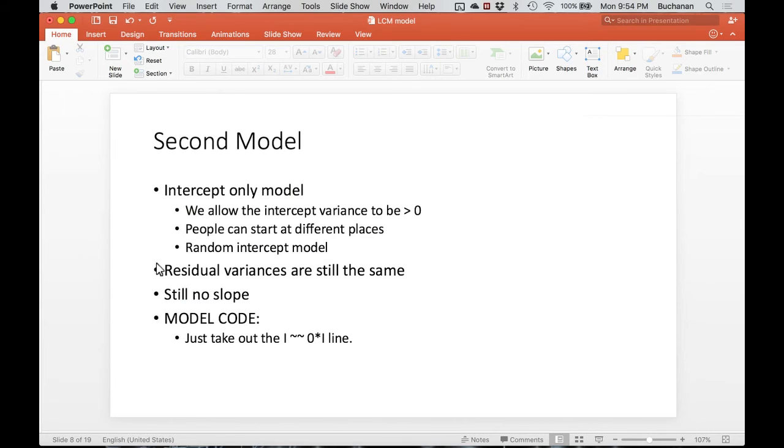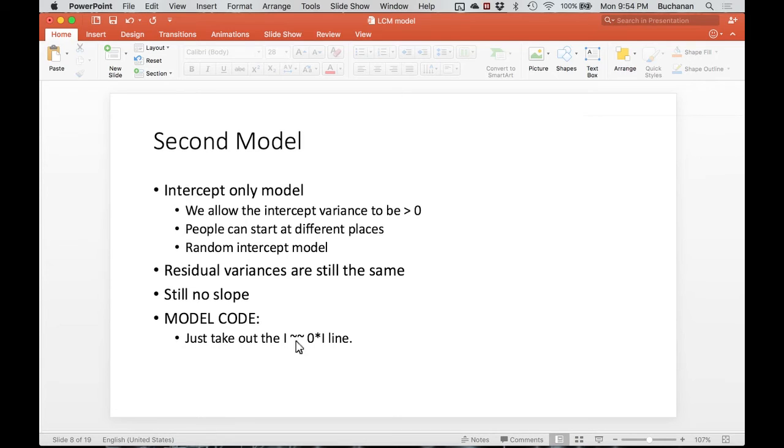So our second model is still an intercept-only model, but we're now going to allow the variances to be greater than 0, which means that this is a random intercept model. So we're going to allow people to start in different places and model the fact that some people start a little higher, a little lower than others. If the variance here is very small, that implies that everyone's starting in the same place. So it's okay if this variance is not significant, but it should improve the model to include that variance component.